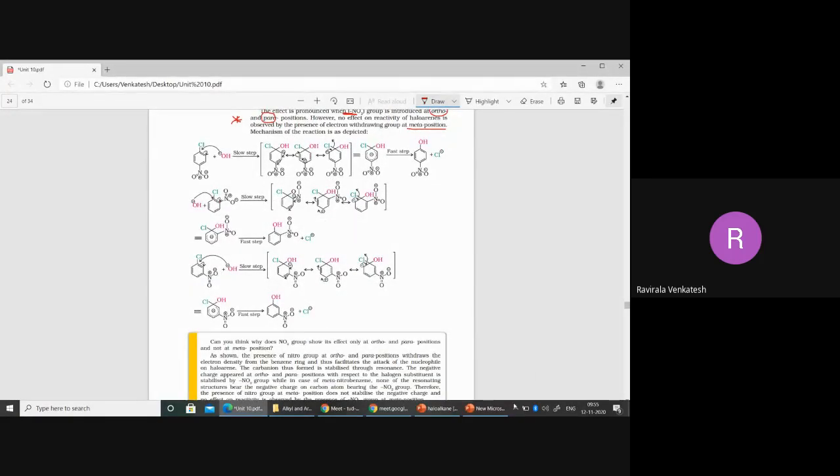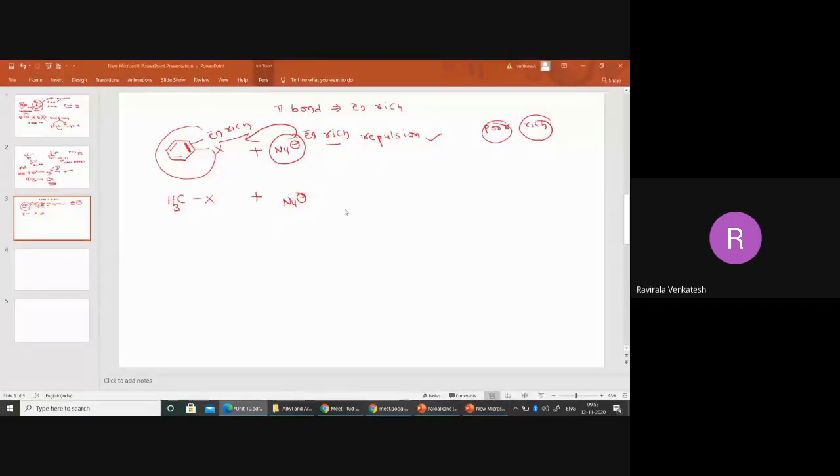Now I will make this here. If I take a chlorobenzene like this, I am writing the structures here. Screen is visible for everyone. What am I writing here?